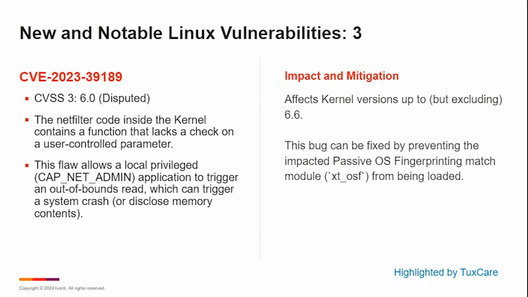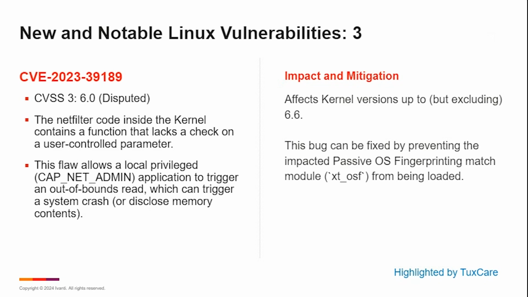The last one here that we've got for today, this one is when you see something as disputed, that means that the reporting researcher and the vendor or community are not in agreement whether or not this is officially accepted as a flaw or not yet.